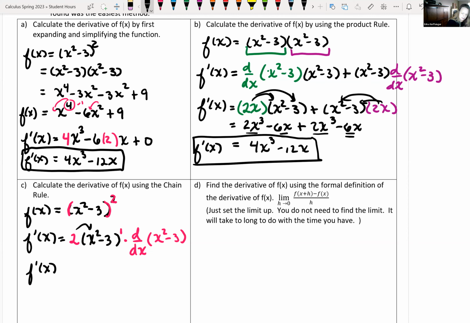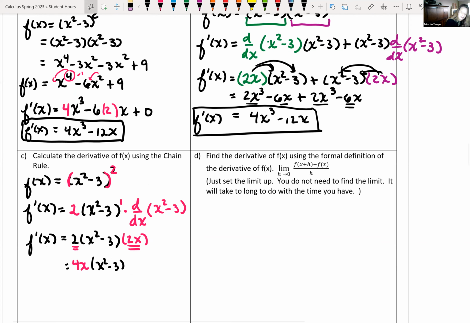Let's not distribute yet. So we have this 2 times (x squared minus 3) times the derivative of the inner piece, the derivative of x squared minus 3, which is 2x. Let's first multiply 2x times 2, so that is 4x times that (x squared minus 3). If we distribute that 4x to the x squared minus 3, we get 4x cubed minus 12x, the same thing we got above.